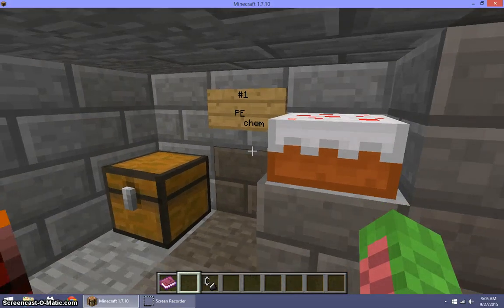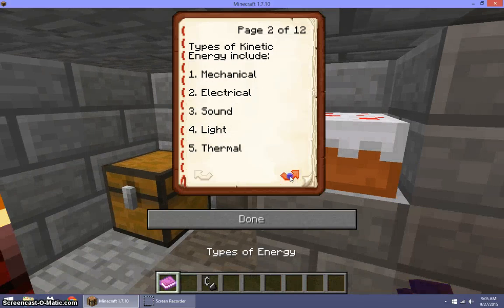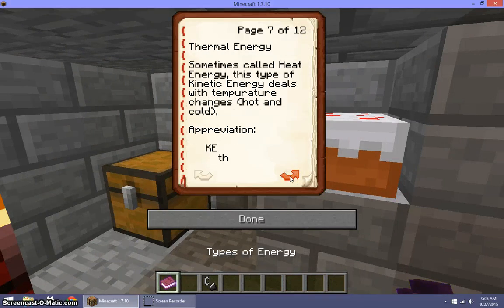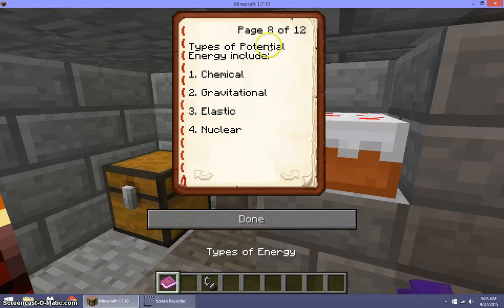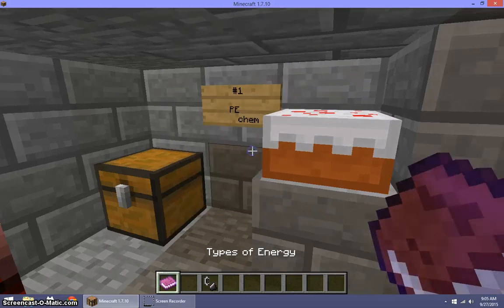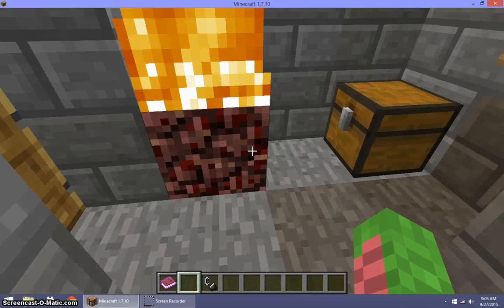Potential energy chemical. All right, so we've done mechanical, thermal. So we just finished our kinetic section, and let's look at potential. It says there are 4 types: chemical, gravitational, elastic, and nuclear. So chemical energy. This type of potential energy is stored in foods, chemicals, wood, and batteries, just to name a few. Okay, so I have some examples here.